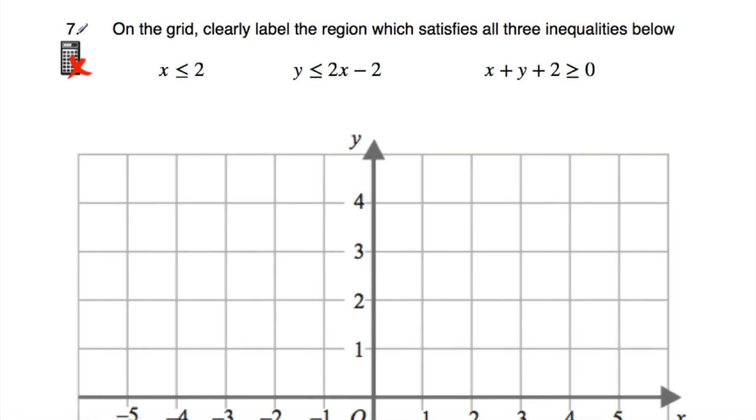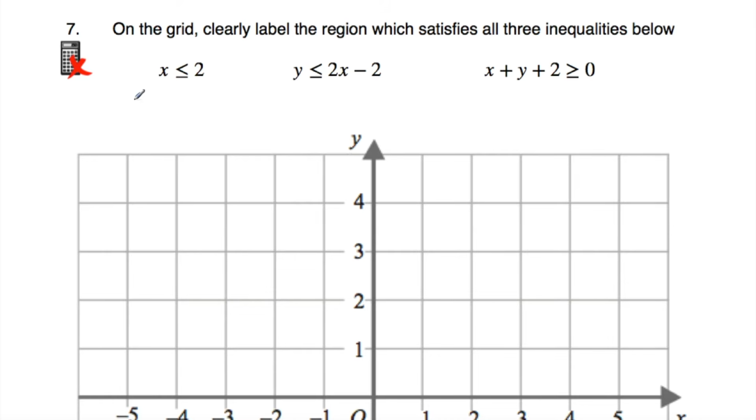Okay, let's look at our next question, question number 7. So question number 7 says, on the grid, clearly label the region that satisfies all 3 of these inequalities below. We've got x is less than or equal to 2, y is less than or equal to 2x minus 2, and x plus y plus 2 is greater than or equal to 0.